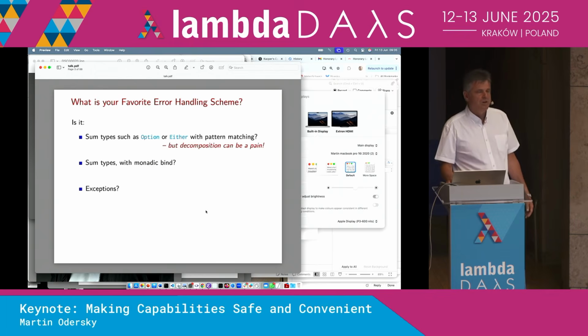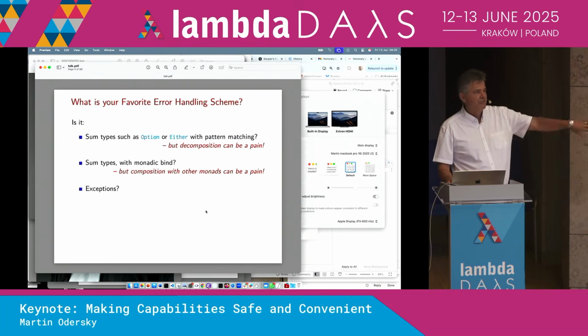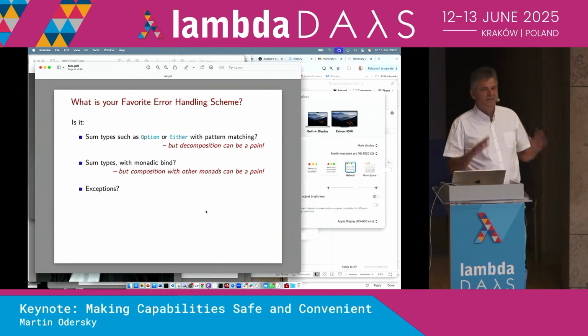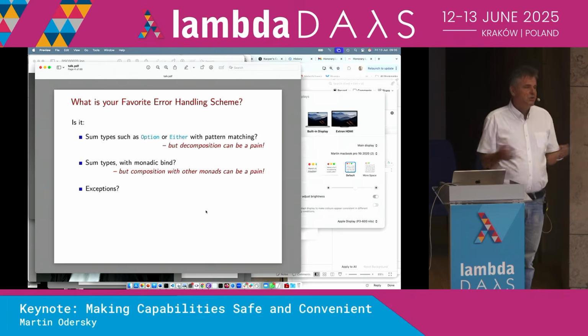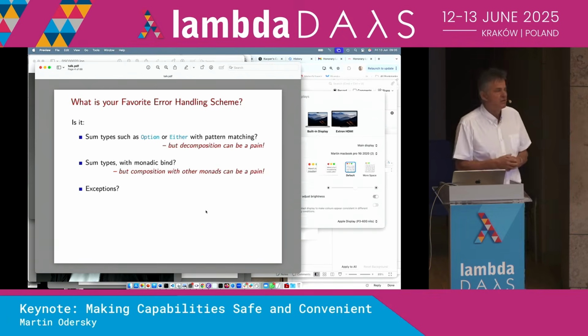I have all these decompositions: is it a some, is it a none, is it a left, is it a right, and these sort of things. So it's more convenient if we have a monadic bind, because then we can essentially shift the error case to the left and just do the things in the success path. But that works great as long as you have a single monad to deal with. Composition of monads can be a pain.